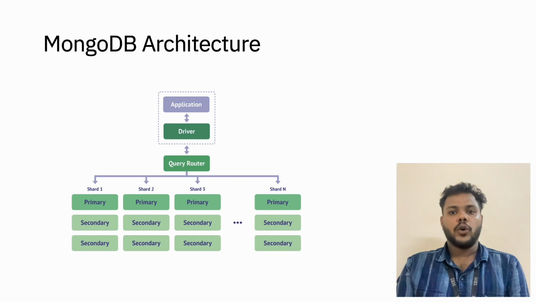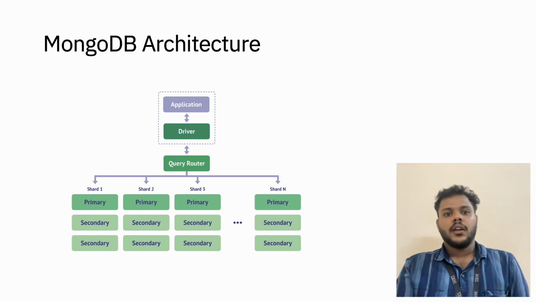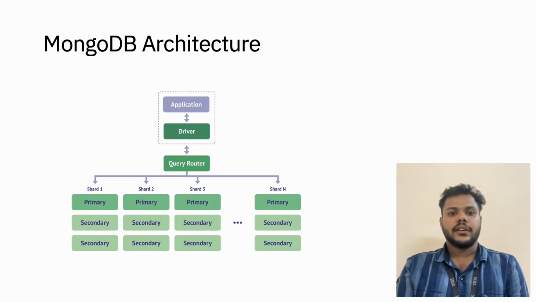Let's have a look at the MongoDB architecture. The application refers to the client application that interacts with the database. It might be a web app, a smartphone app, or any other sort of software that requires reading and writing data. MongoDB offers drivers for a variety of programming languages. The driver is a library that enables the application to connect with MongoDB. It manages the connections, sends queries, and receives results.